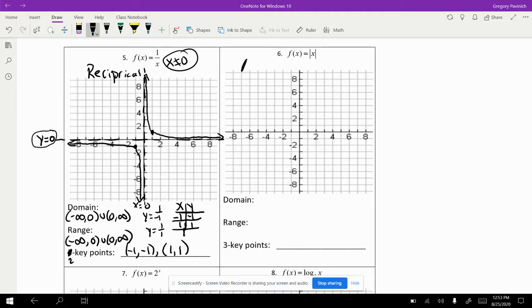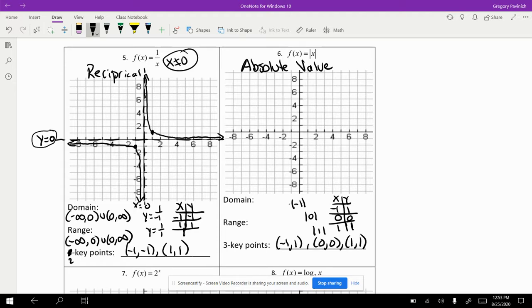But the next function is my absolute value. And we get our x, y. This time we go back to -1, 0, and 1. Absolute value of -1, well, that's a distance of 1 to 0. Absolute value of 0 is just 0. Absolute value of 1 is 1. So my 3 key points are -1, 1, 0, 0, and 1, 1. Graph those.